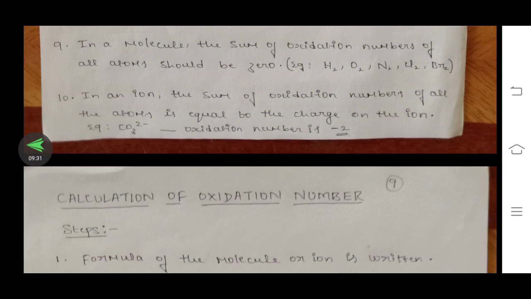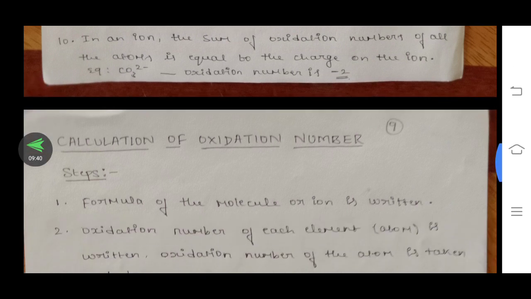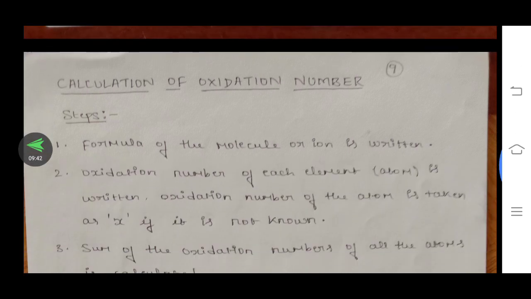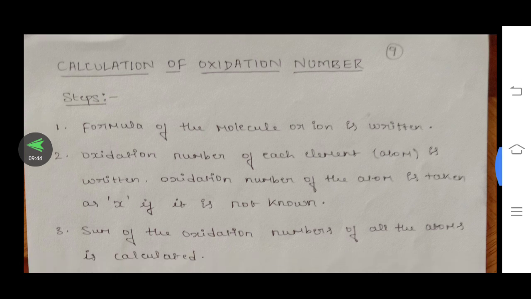Next, calculation of oxidation number with the help of these rules. Now how to calculate the oxidation number for a particular element? Now we'll see. Before that, steps. What are the steps we have to follow? First you see these steps. After that we'll take some examples.